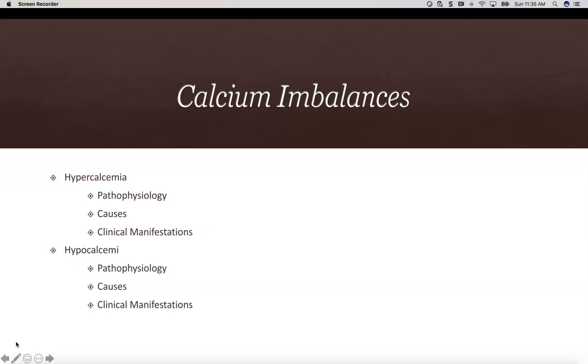I'm just looking at the hypocalcemia and it's missing an A. I apologize. So those are the things with hypercalcemia.